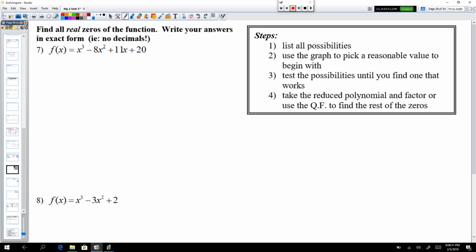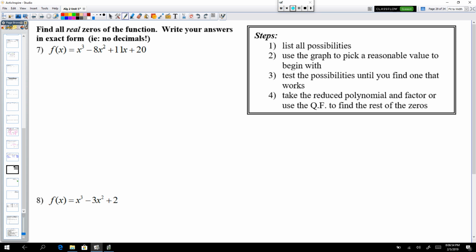On question number 7, we are going to find all of the real zeros of this function. Not all the possible rationals, nothing else. We are going to find the zeros of this function. And we're going to write our answers in exact form. So if we encounter radicals or anything, we're going to simplify those radicals. We're not going to have decimals.